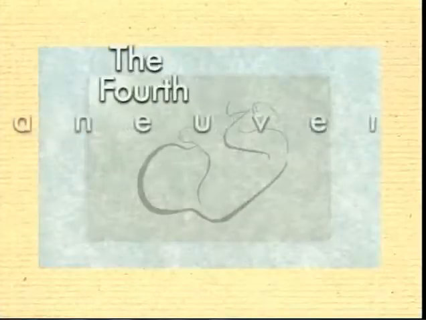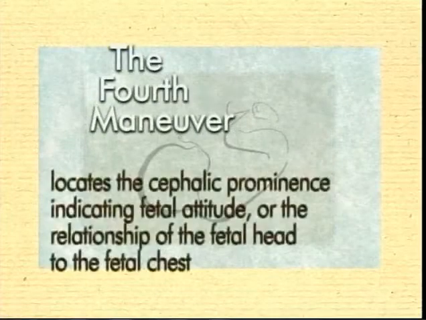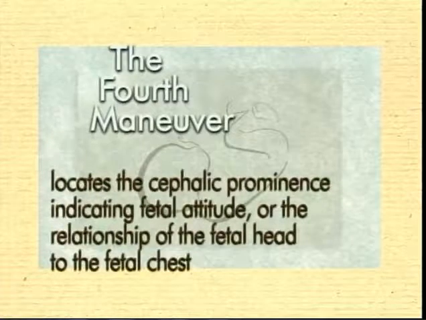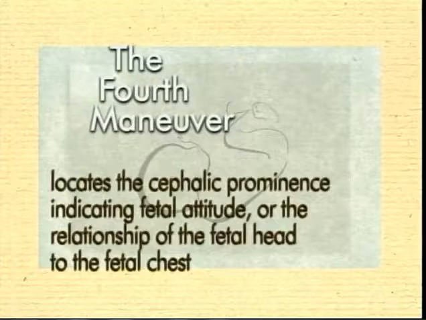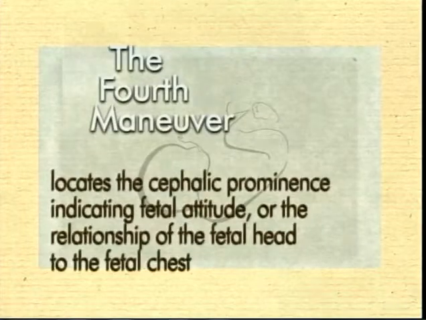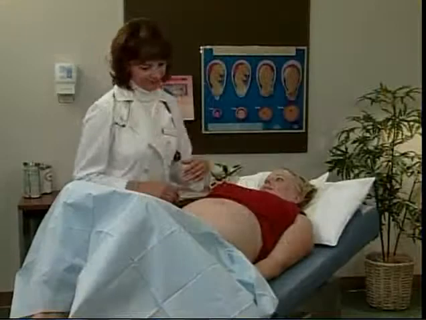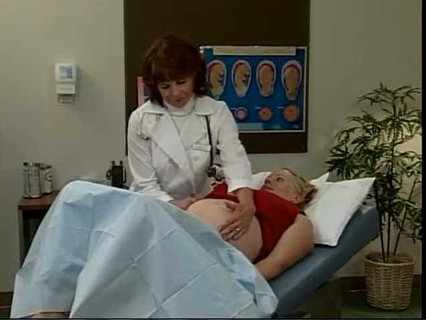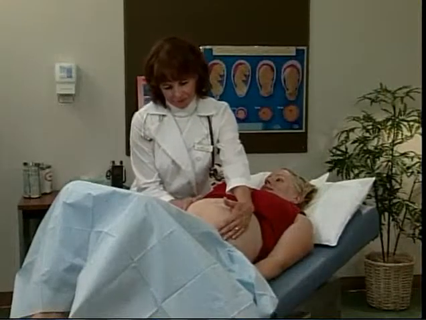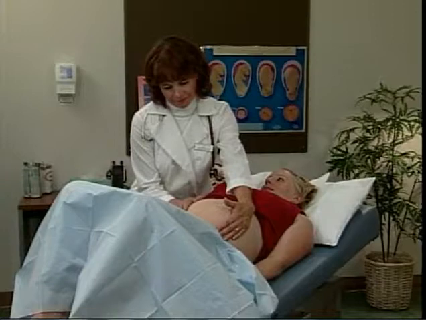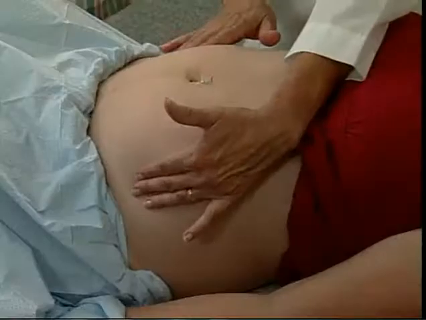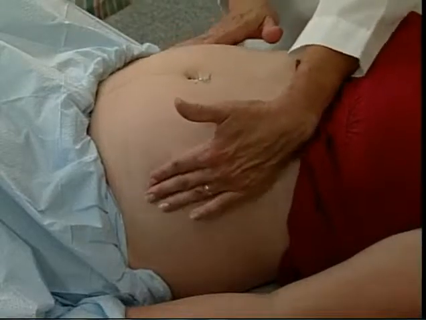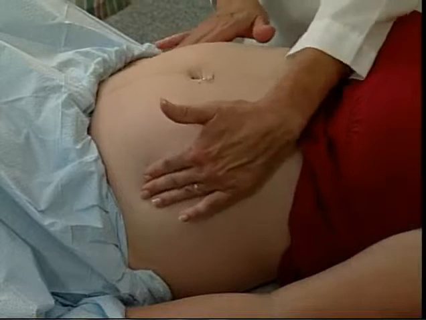The fourth maneuver locates the cephalic prominence indicating fetal attitude, or the relationship of the fetal head to the fetal chest. This fourth and final maneuver requires the nurse to change position. Turn to face the feet of the mother. Place the tips of the first three fingers of both hands on either side of the mother's lower abdomen. Then press down and slide the fingers toward the symphysis pubis or in the direction of the birth canal.